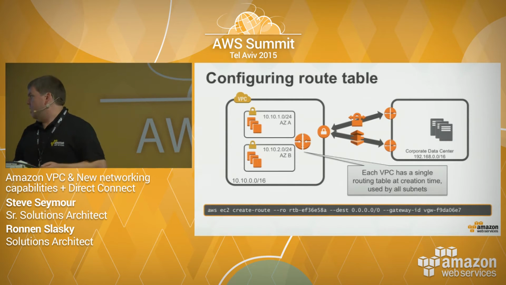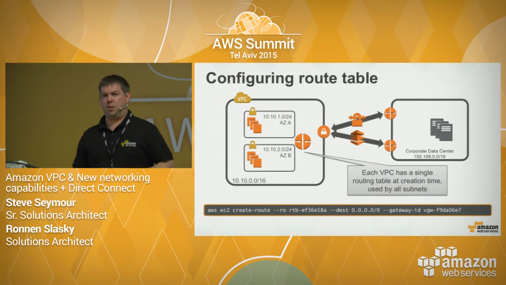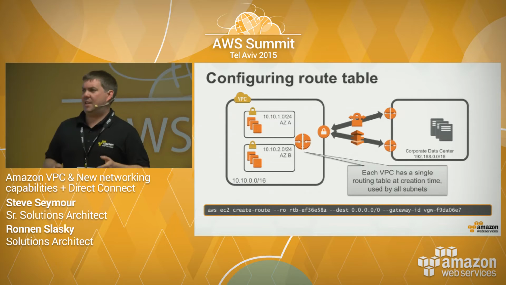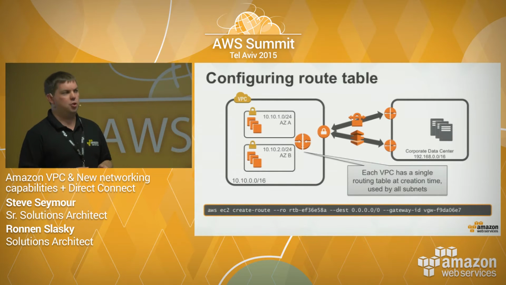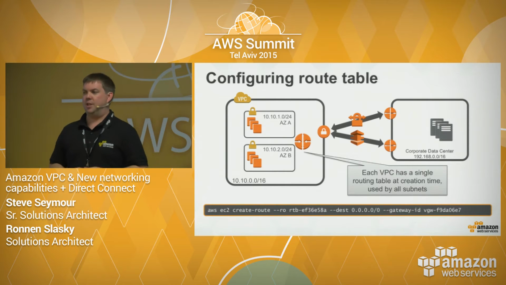So what we need to do now is actually add an entry into that routing table, which is what the CLI example is at the bottom of the screen here. And we're going to specify a default route, so 0.0.0.0/0. And we're going to say to get to that destination, go via the virtual private gateway, which then uses the Direct Connect or the VPN to get to the corporate data center.